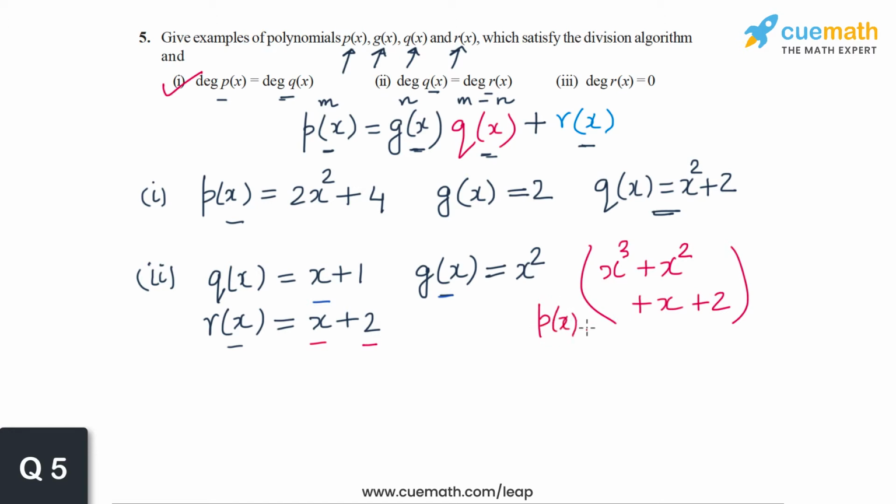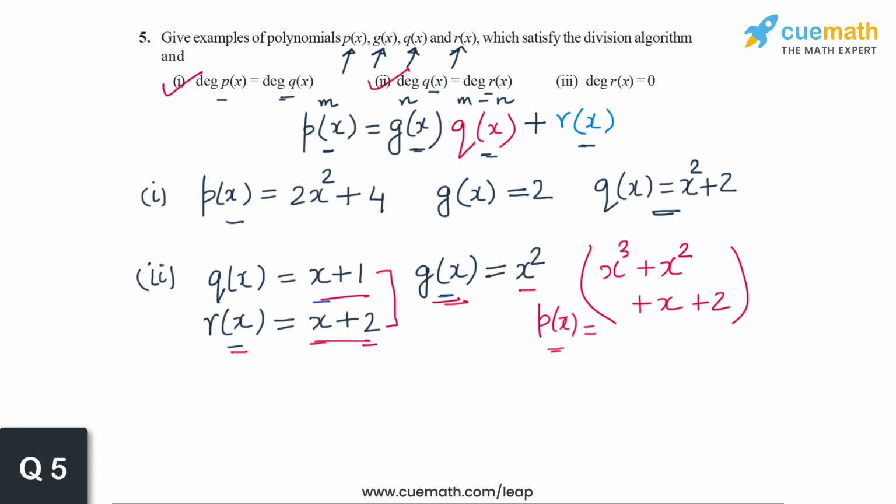So if p(x) is this polynomial x cube plus x square plus x plus 2, and g(x) is x square, then we will get q(x) as x plus 1 and R(x) as x plus 2. So the degree of the quotient and the remainder will be the same. Now you can repeat it for many other examples. Just take any two polynomials, q(x) and R(x), where the degree is the same, and then assume a divisor which has a degree higher than the remainder, and then generate the dividend. So this is how you can do part 2.